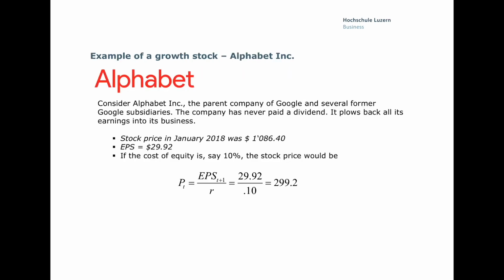Let's have a look now at another example of a growth stock. Consider Alphabet Inc., the parent company of Google. The company has never paid a dividend and plows back all its earnings into the business. The stock price in January 2018 was $1,086.4. The earnings per share were reported to be $29.92. If we assume the cost of equity to be 10%, the stock price would be estimated to be equal to $299.2.